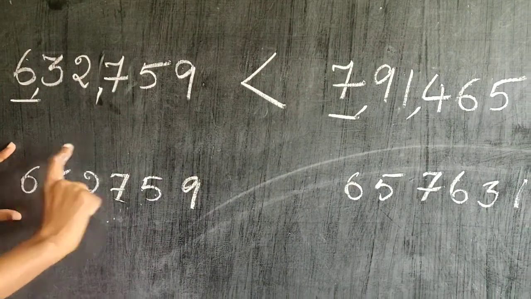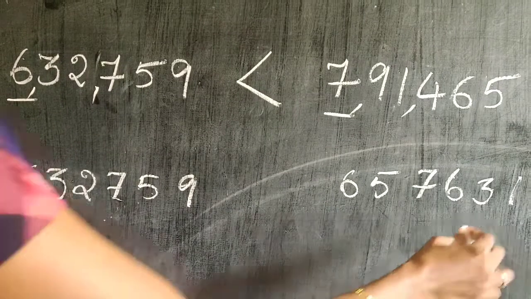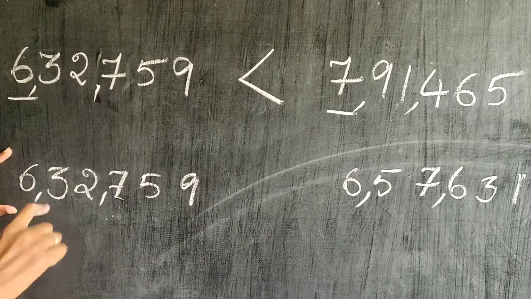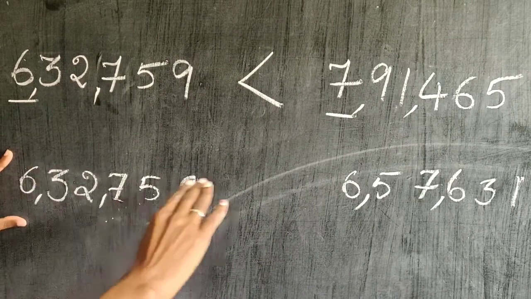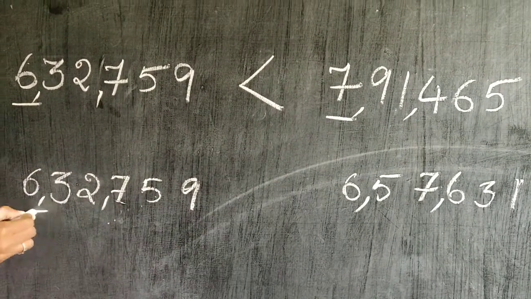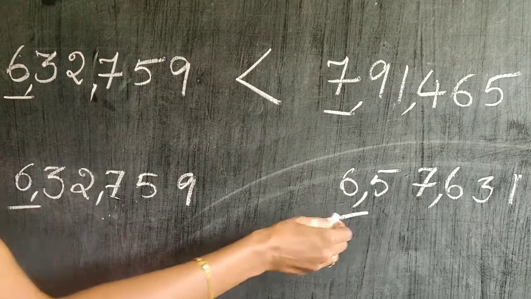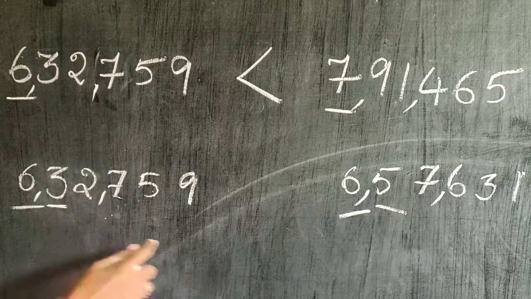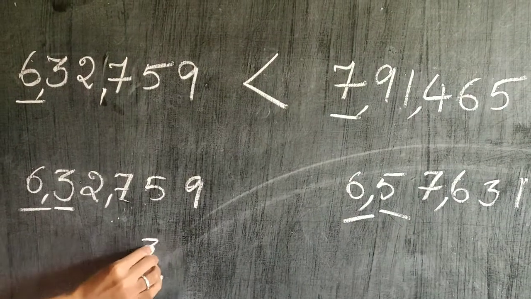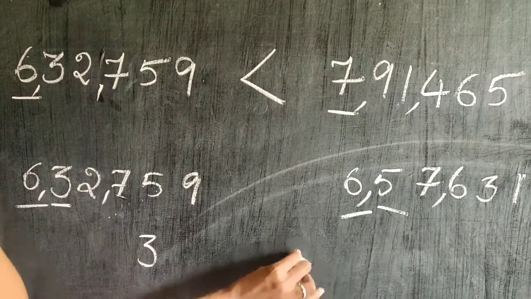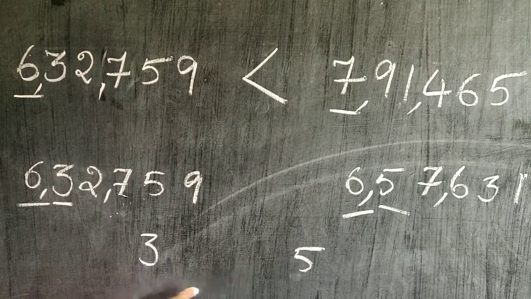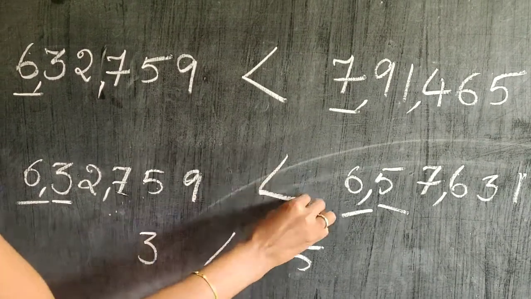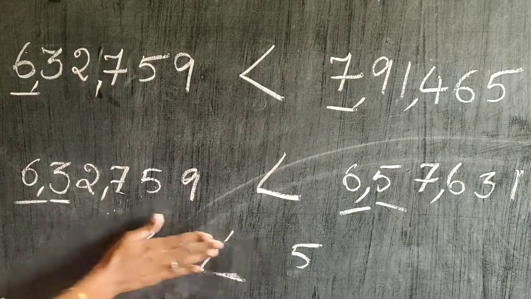Suppose the first digit is the same, and here also 6 digits and here also 6 digits. If the number of digits is the same and the first digit is the same, then you have to compare the second digit. In this second digit, here 3 is there and here 5 is there. Of 3 and 5, which is greater? 5 is greater. So surely this number will be the greater number. So this is the way you have to compare.